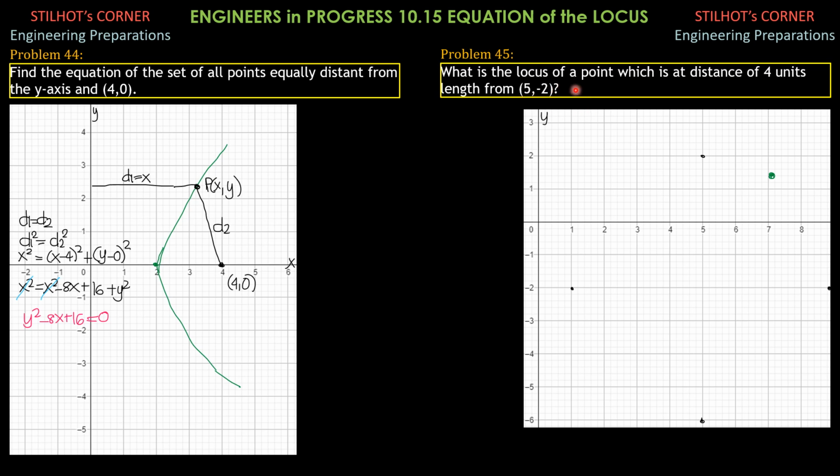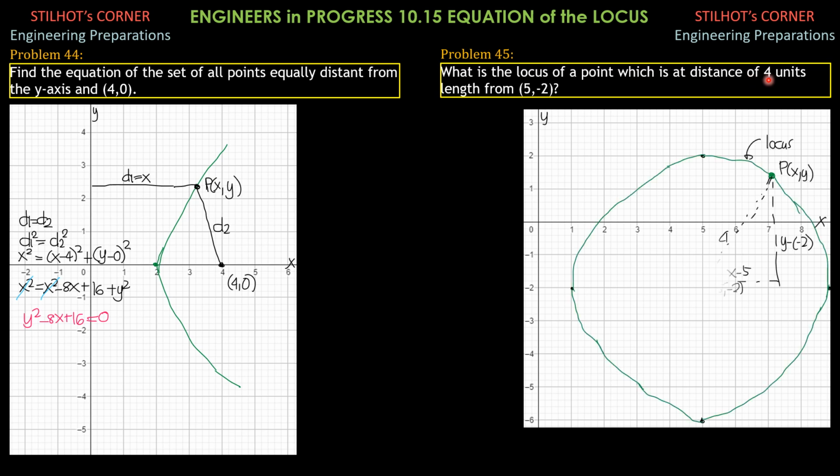Problem 45, what is the locus of a point which is at a distance of 4 units length from (5, negative 2)? So this locus is a circle because the distance is 4 units, and thus as the point moves, its distance from this fixed point, which is considered as the center of the circle, is constant, and that constant distance is the radius. So that's (5, negative 2), and this is the point which is designated by (x, y).